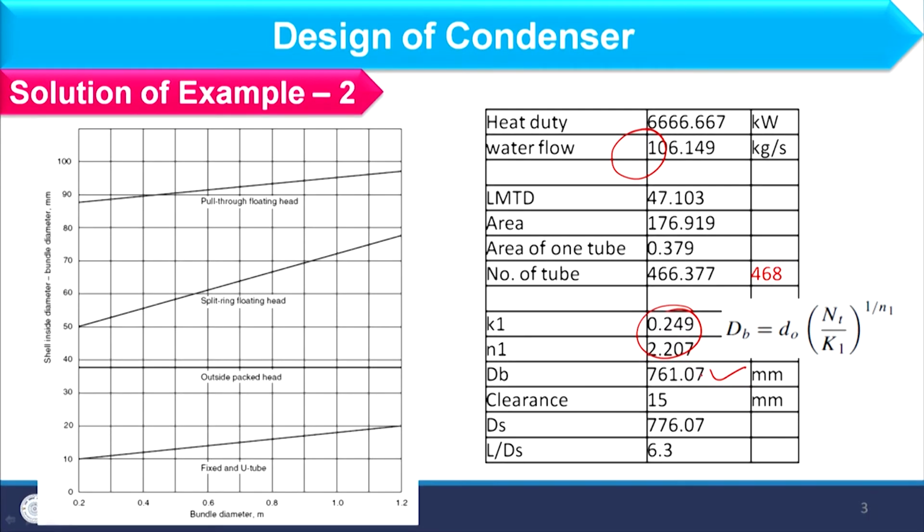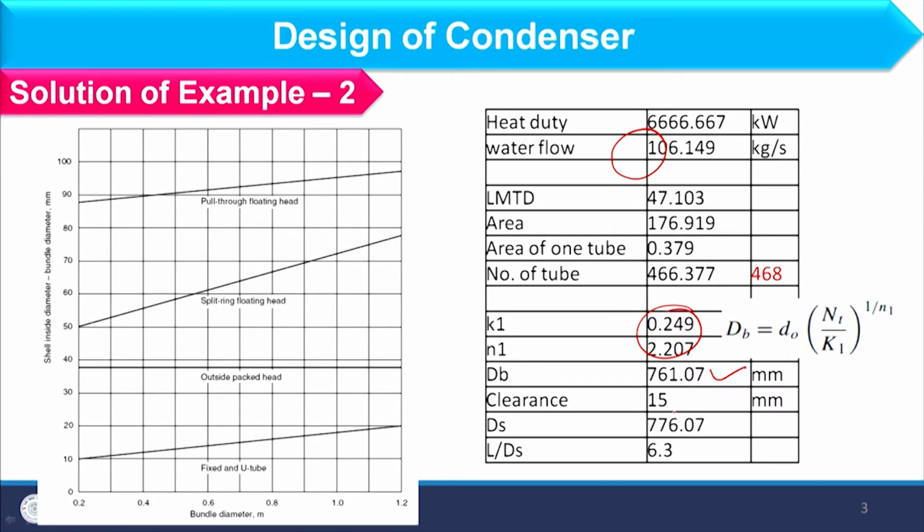So, bundle diameter you can find as 761, and as far as heat exchanger type is concerned, it is fixed tube sheet. It is already given in the problem. Otherwise, you can also consider the same exchanger, because maximum temperature you can find in this problem is less than 90 degree, right. So, fixed tube sheet you can consider on your own also.